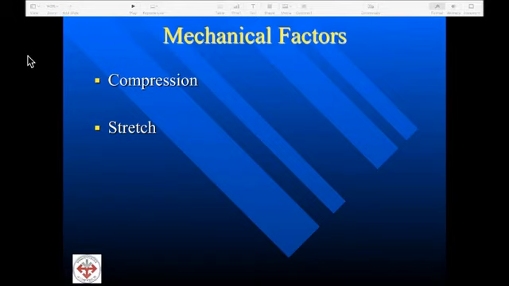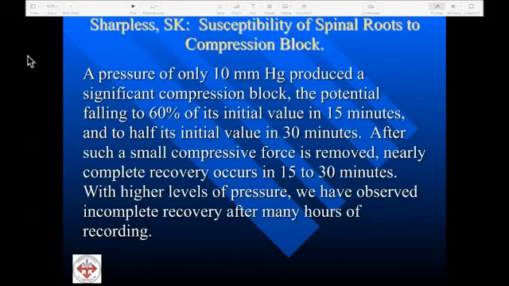If we look at some of the mechanical factors that can disrupt the function of a nerve, we have compression and stretch. In the early 70s, Seth Sharpless at the University of Colorado found that spinal roots were far more susceptible to compression block than peripheral nerves, that a pressure of only 10 millimeters of mercury produced significant compression block. And to make that real for you, that's kind of the threshold of perception on the back of your hand, or about the weight of a dime.